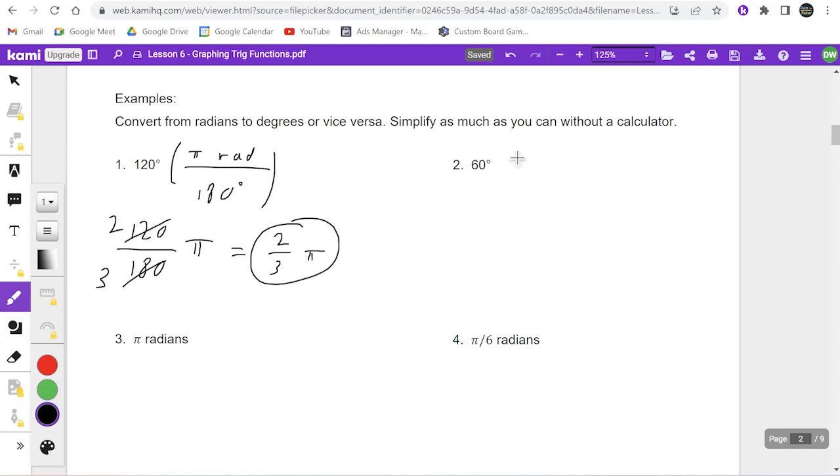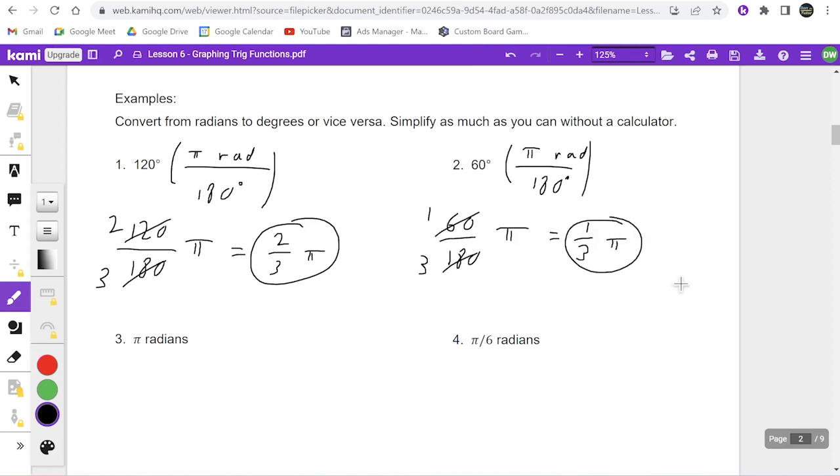Now for number 2, we have 60 degrees. So for 60 degrees, it's going to be times pi radians over 180 degrees again. And you're going to notice it's something very similar. It's 60 divided by 180 times pi. Again, both of these are divisible by 60. So the numerator will just become 1. The denominator becomes 3. It looks like our answer is 1/3 pi. And there's the answer for number 2.